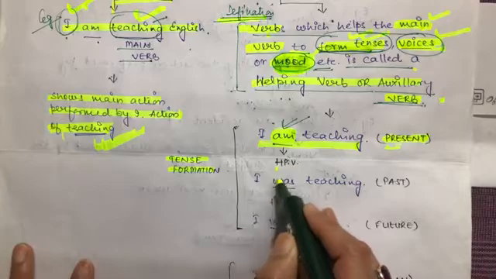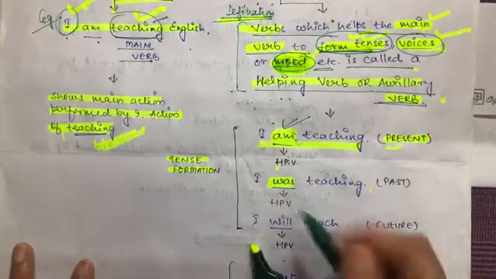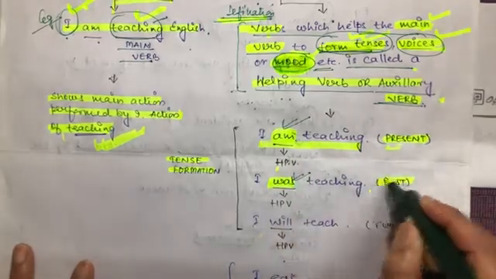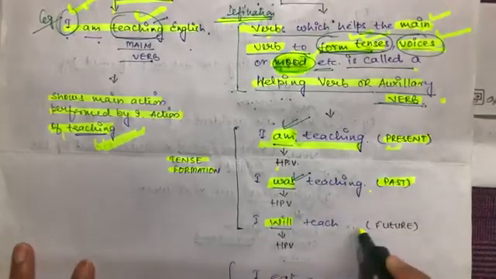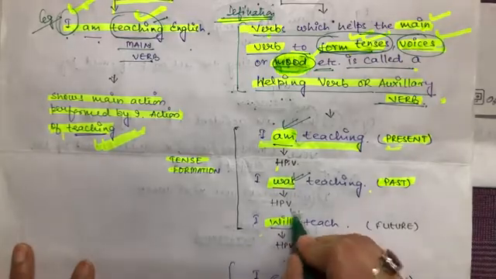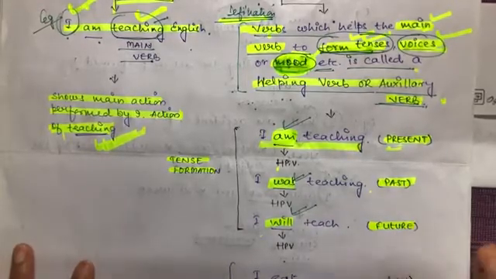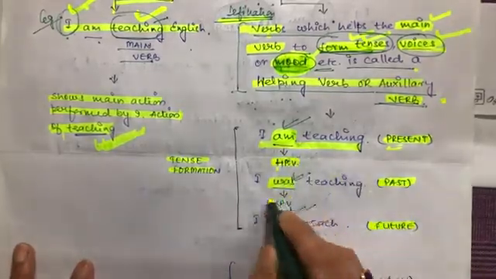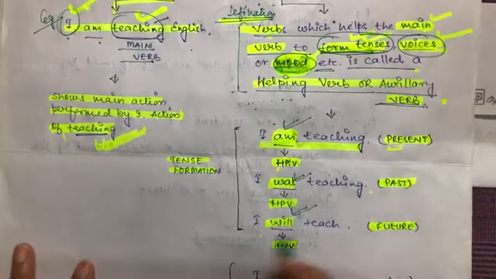Second example, I was teaching. Here the helping verb was is denoting the action that has been performed in the past. When I say I will teach, here the helping verb will speaks about which tense? It speaks about the future tense. So here am, was and will, these are known as helping verbs.